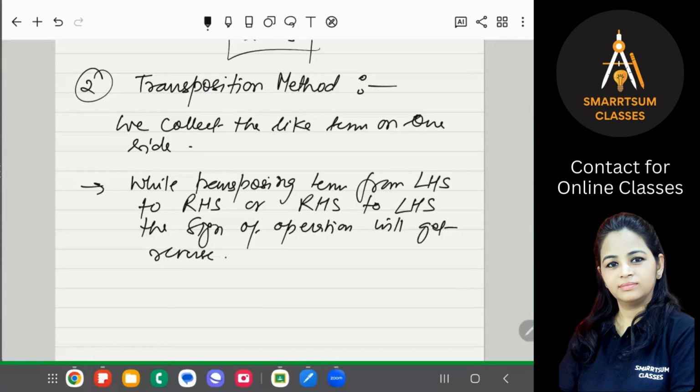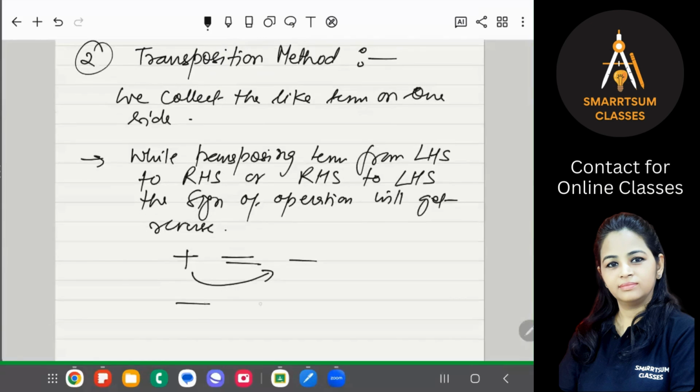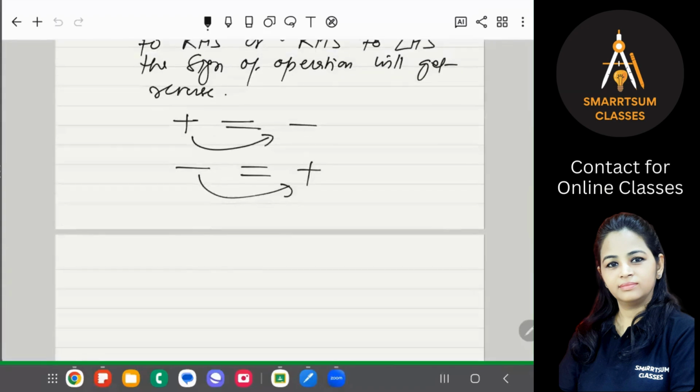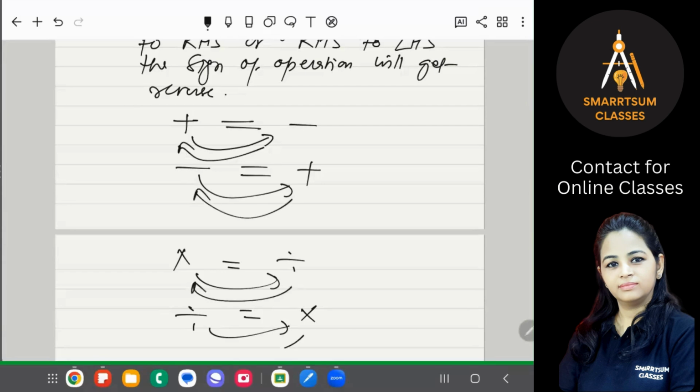Right? If a number is in addition, it will go in subtraction. If it is in subtraction, it will go in addition. So if here you have addition, then when you transpose this to the other side, it will go in subtraction, right? If it is in multiplication, then it will convert into division. If it is in division, then it will go in multiplication. So this rule you have to follow whenever you are transposing the terms from one side to another, whether LHS to RHS or RHS to LHS, right? You can do transposition on both sides. Is that clear?